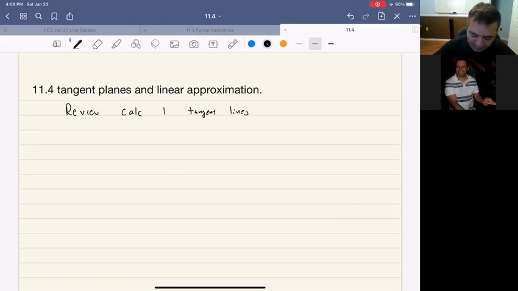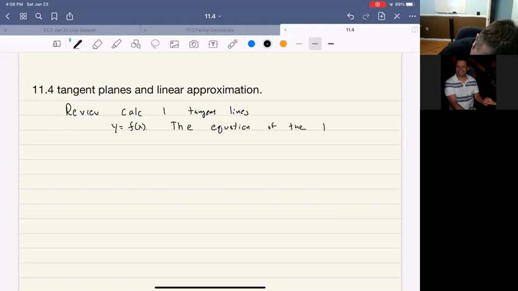Okay, so if you're given, let's say, y equals f of x, the equation of the tangent line at x equals x0 is y equals f prime of x0 times x minus x0 plus f of x0.